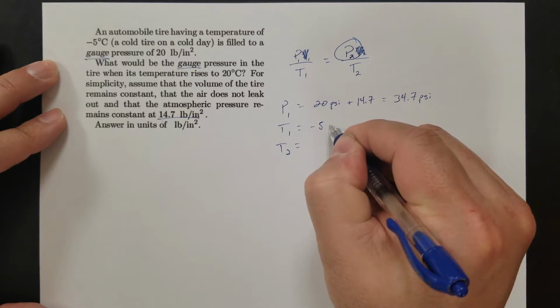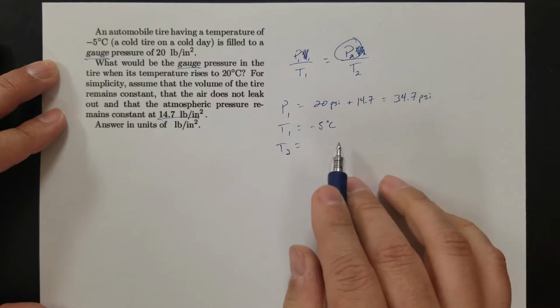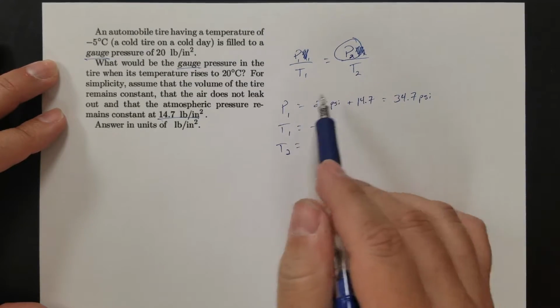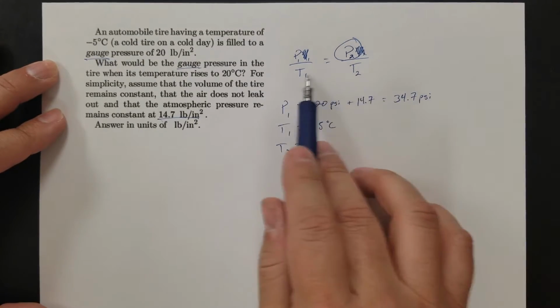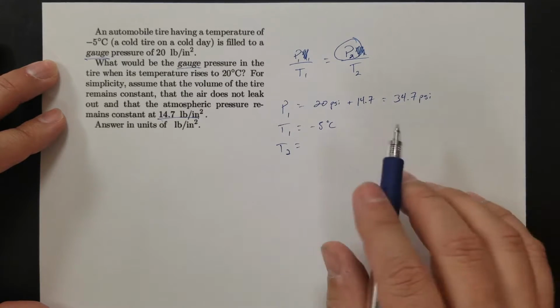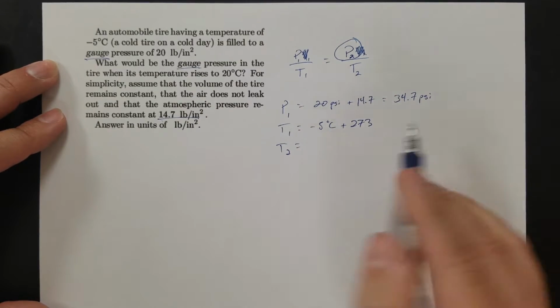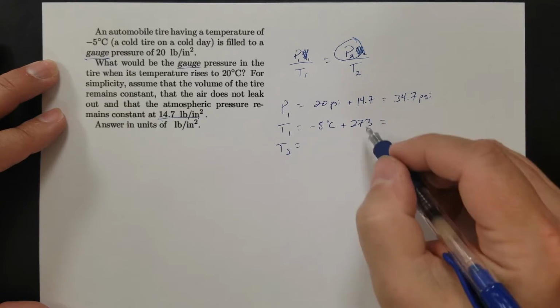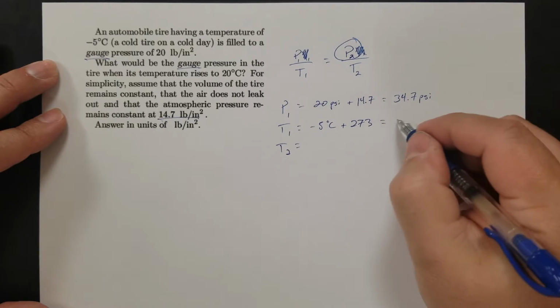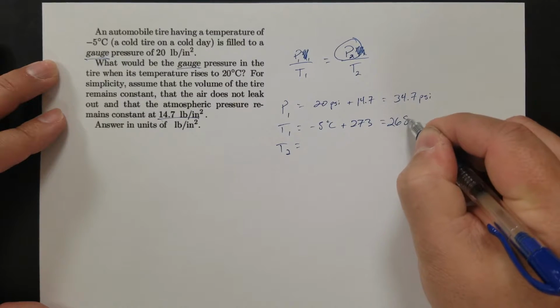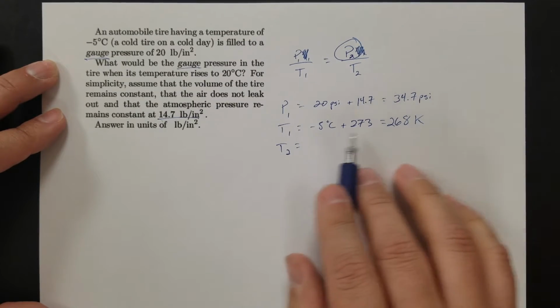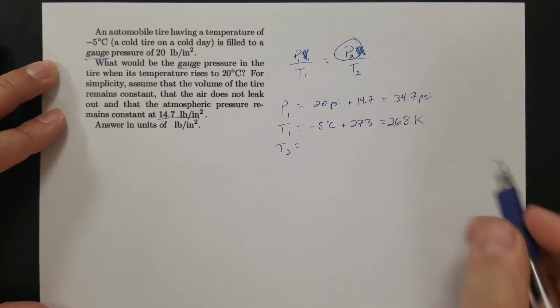Okay, T1, my initial temperature, that goes with P1, -5 Celsius. So -5 Celsius, I have to turn to Kelvin. Can't use the combined gas law with Celsius because you could have zeros, and zeros don't work out in this equation because you divide by 0 and everything blows up. So I have to add 273 to turn that to Kelvin. So that's 273 plus -5, which is 268 kelvins, right?